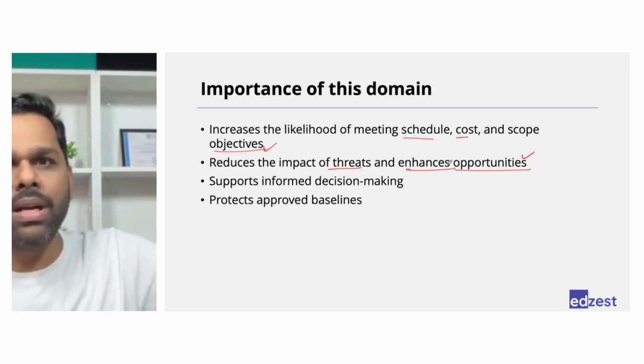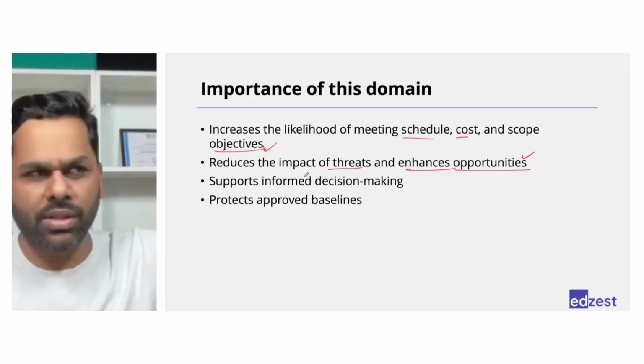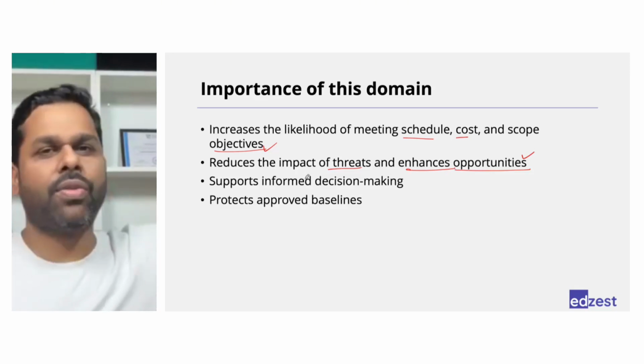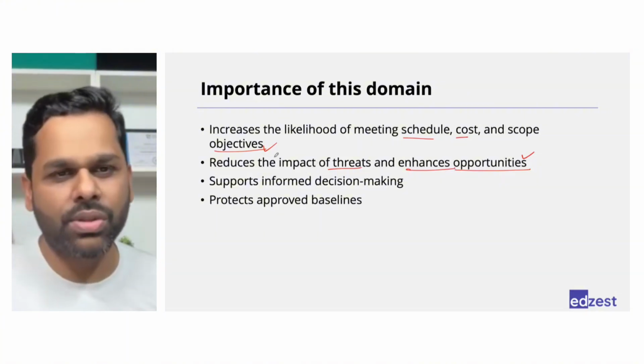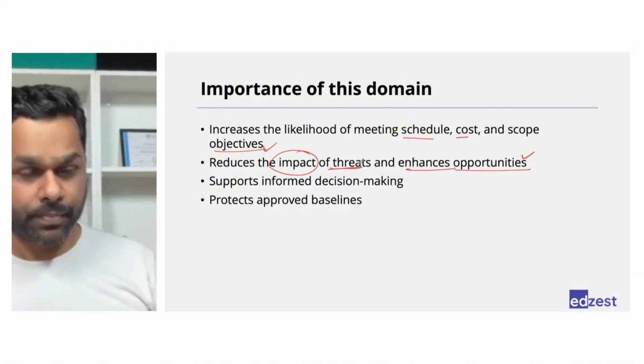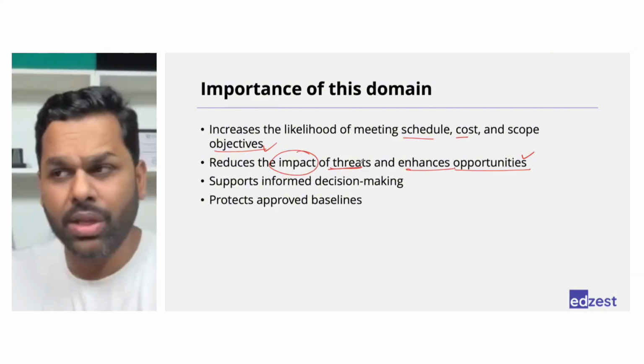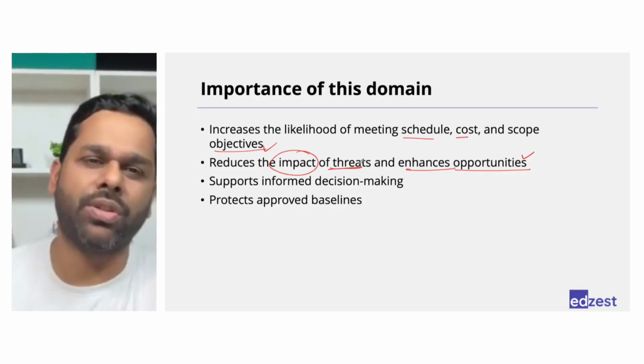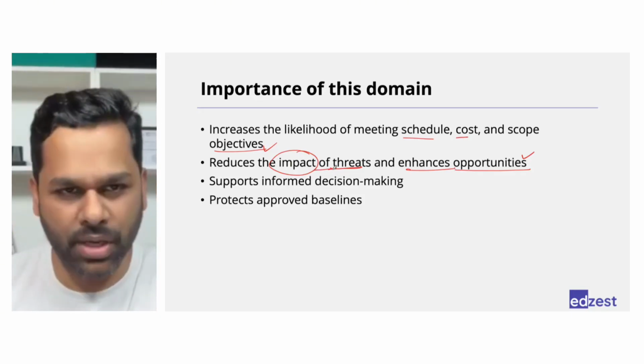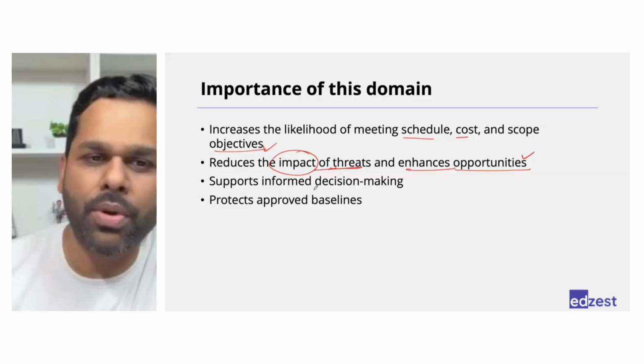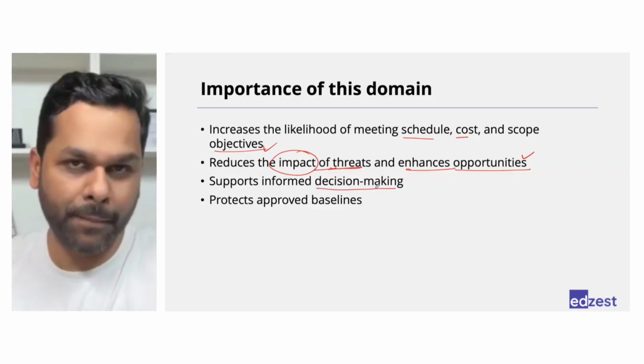If you see that there could be a material damage, you have improved your packaging. You have asked the driver to drive properly. You have looked for an insurance. What have you done? You have reduced the impact of threats. So if you manage risks well, you will be able to reduce the impacts of the problems that might happen in the project. It also supports informed decision making.